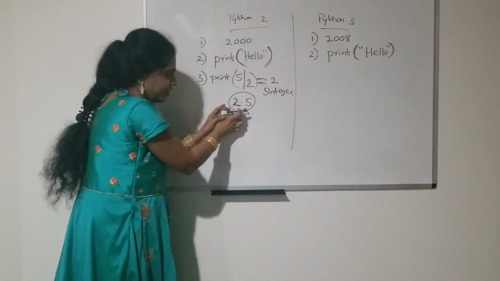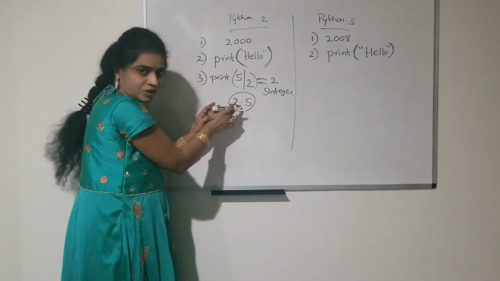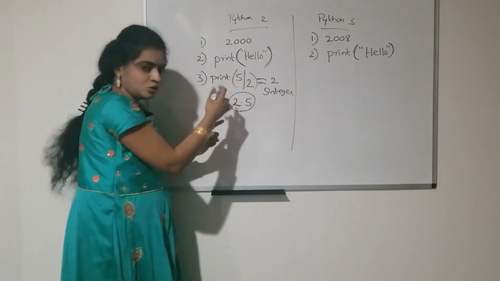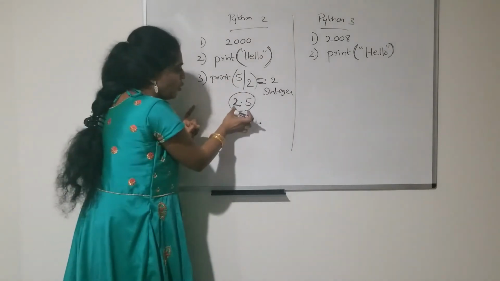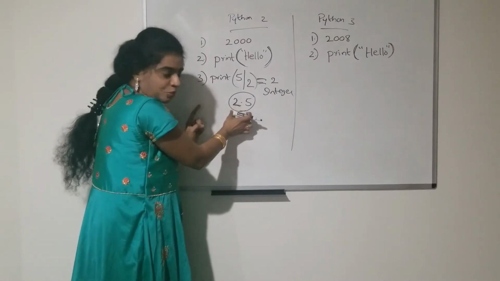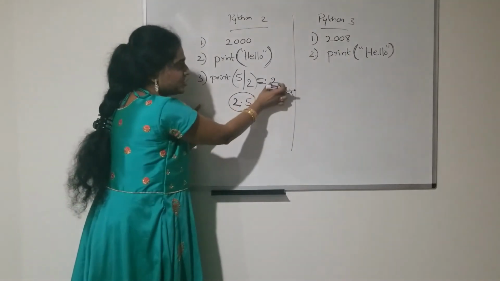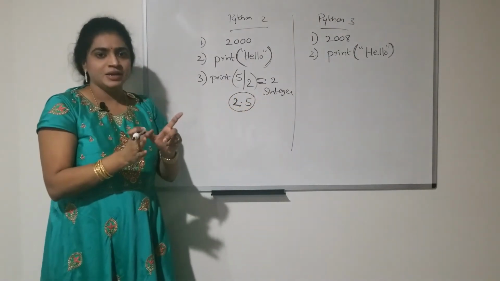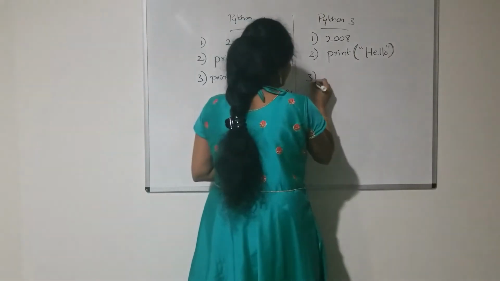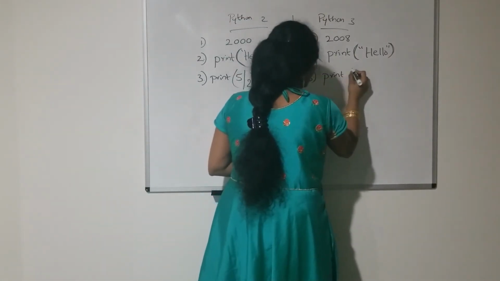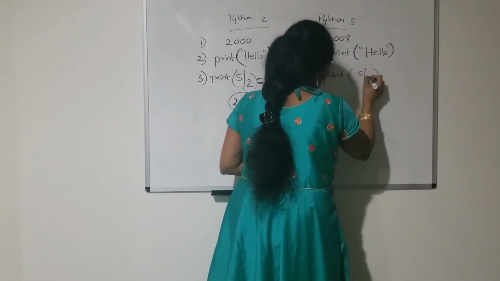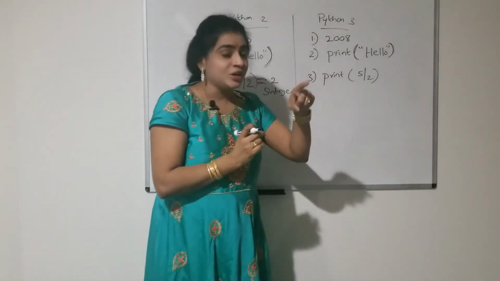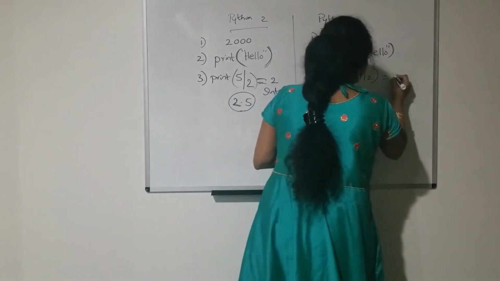Even though the expected output is a float value, you will get integer output only, because the Python 2 interpreter will round off this output to the nearest whole number. But coming to Python 3, if you divide two integer values, you will get the output as the one you expected. That means it will give the correct output.